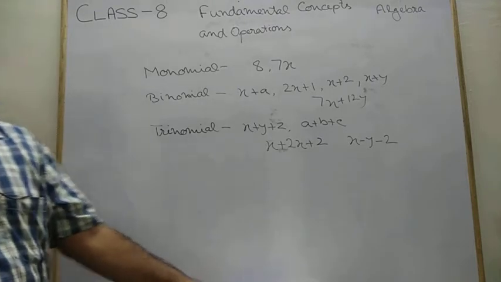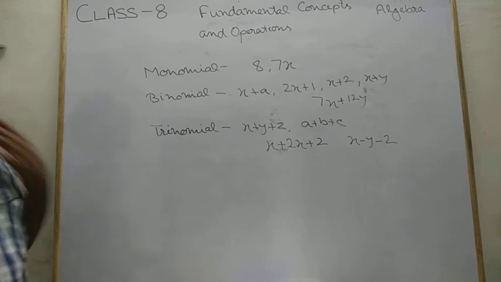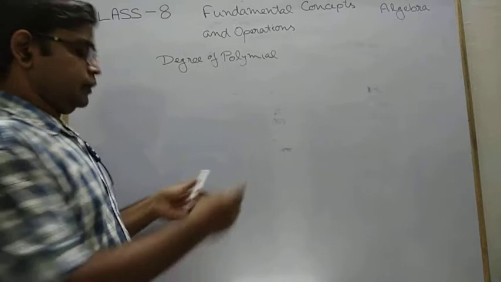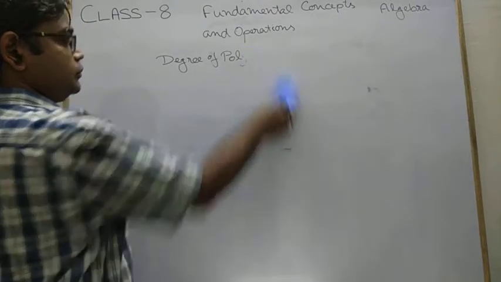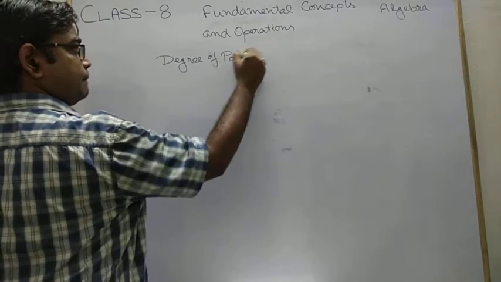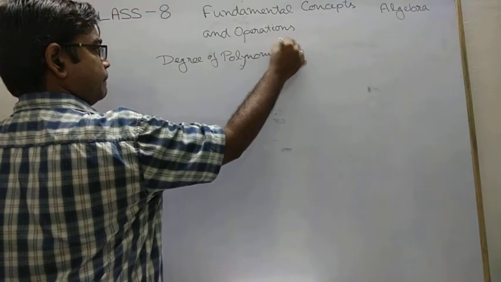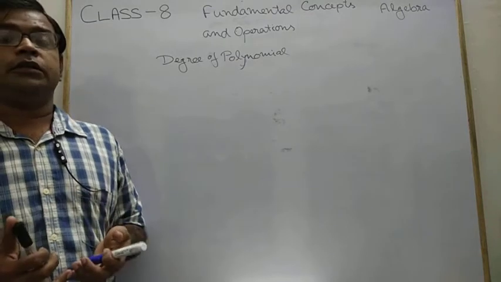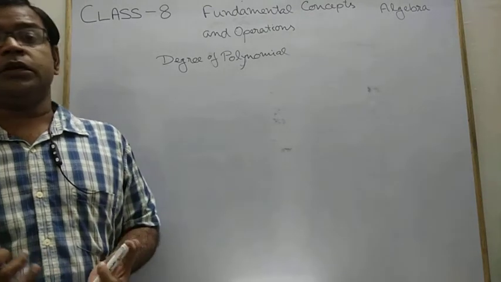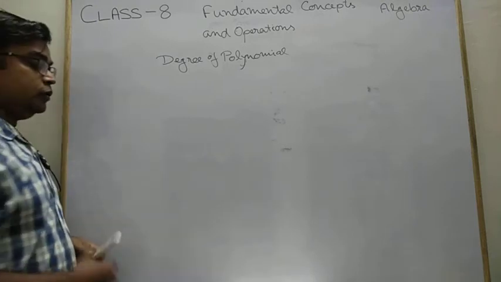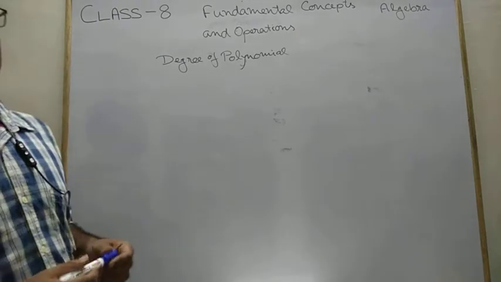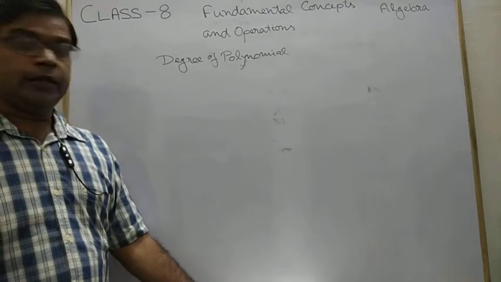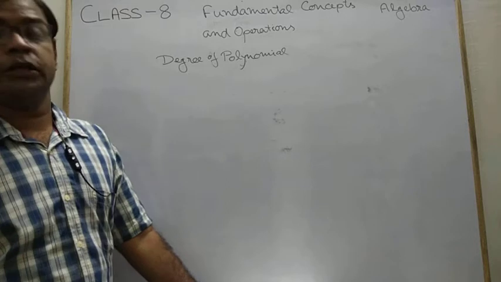Next, there is degree and coefficient of an expression. We are going to discuss the degree of a polynomial. What is degree? The power of the variable is known as the degree of the polynomial. In any expression, we have either one variable or more than one variable. There are two cases: either one variable, or two or more variables.